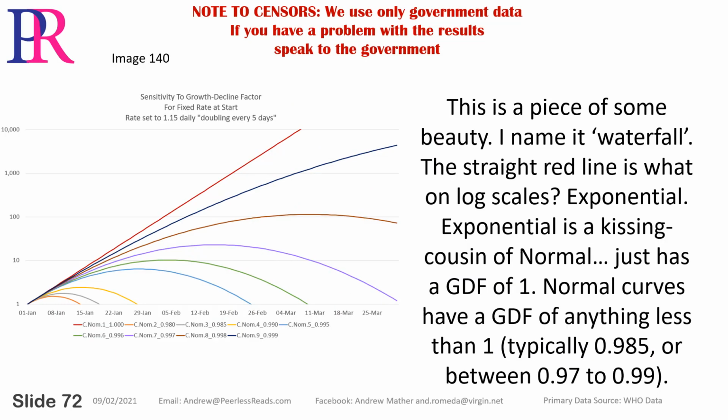This is a piece of some beauty. I name it waterfall. The straight red line is what on log scales? Exponential. Exponential is a kissing cousin of normal, just has a GDF of 1. Normal curves have a GDF of anything less than 1, typically 0.985 or between 0.97 to 0.99.